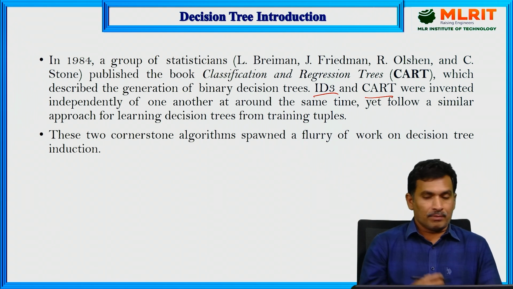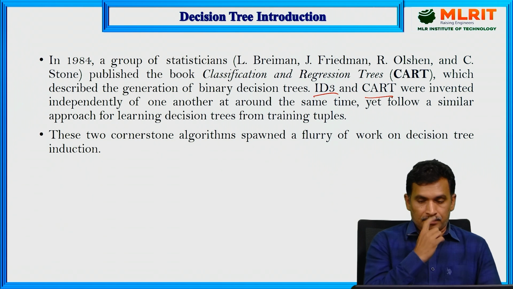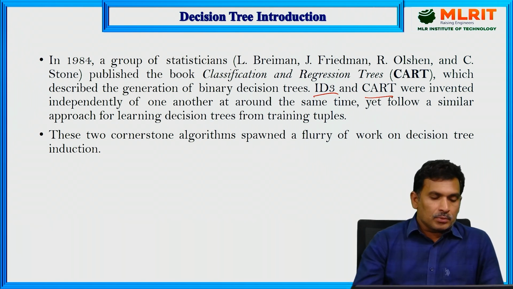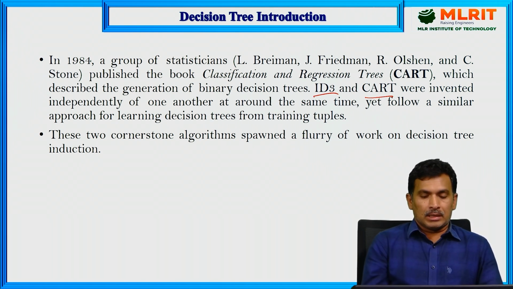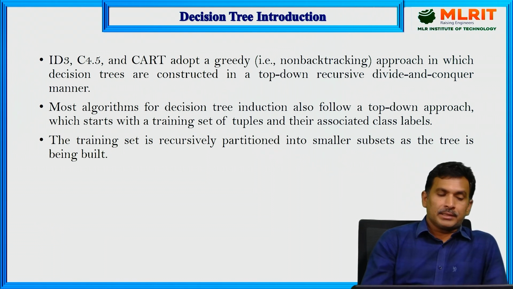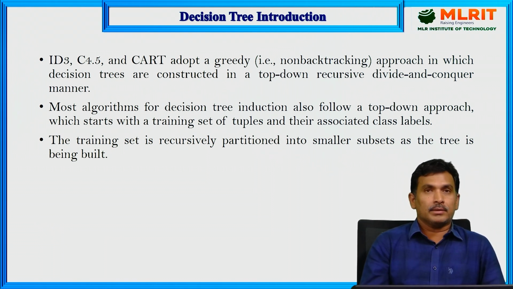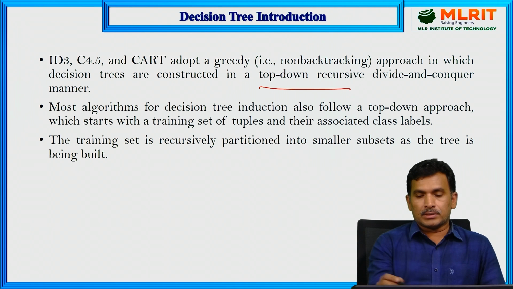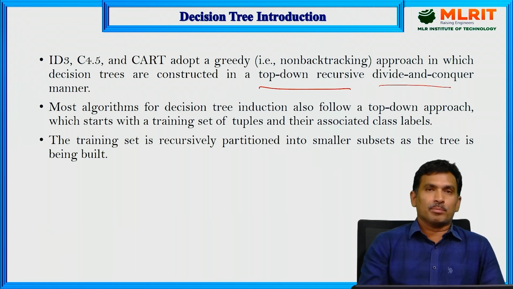ID3 and CART were invented independently of one another at around the same time, and they follow a similar approach for learning decision trees from training tuples. These two cornerstone algorithms spawned a flurry of work on decision tree induction. ID3, C4.5 and CART adopt a greedy, that is non-backtracking, approach in which decision trees are constructed in a top-down, recursive, divide and conquer manner.